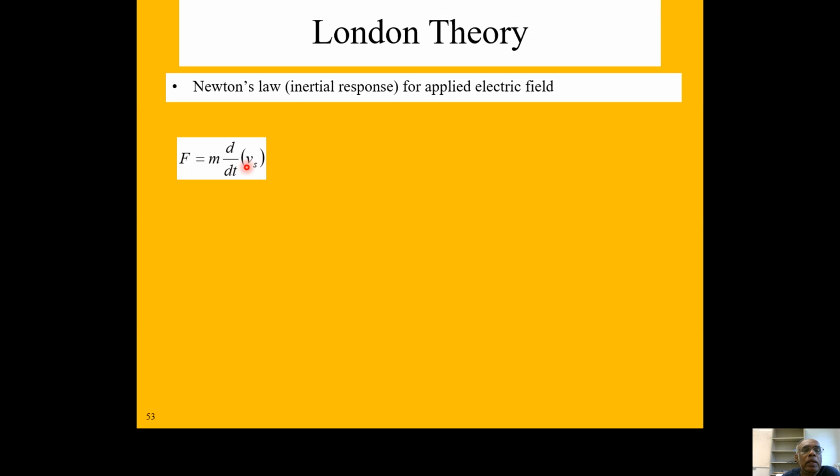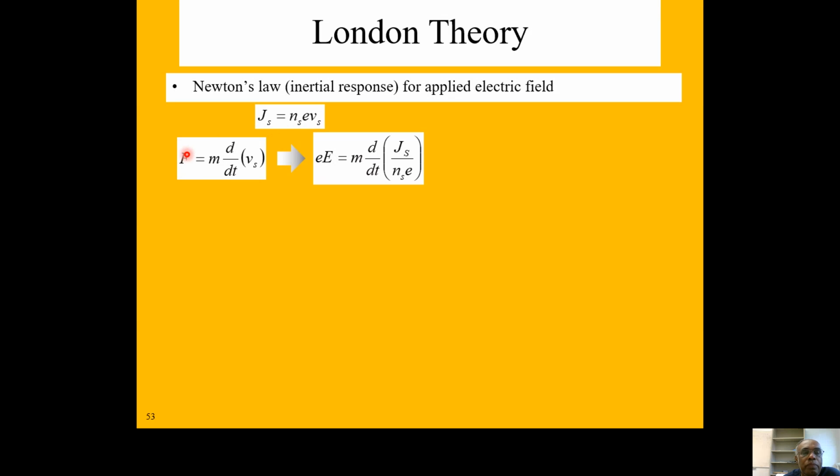Here Vs is the velocity of the supercharge, that is, the Cooper pair velocity. Now we can relate Vs with the current density. Everybody remembers the supercurrent density is given by Js equals ns e Vs. So now we can replace Vs by Js divided by ns e.